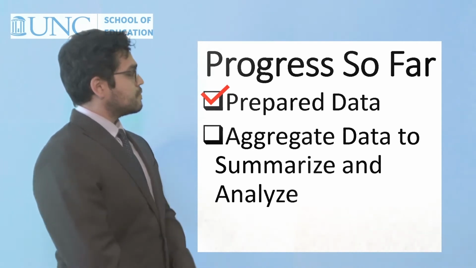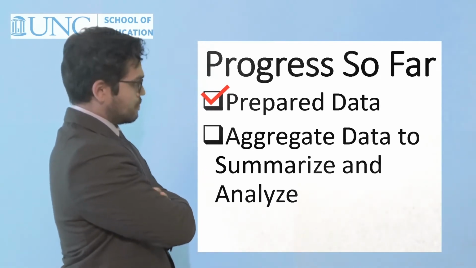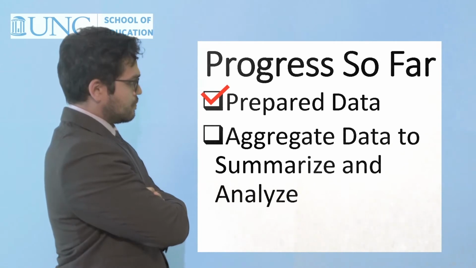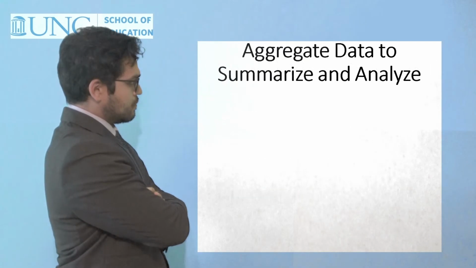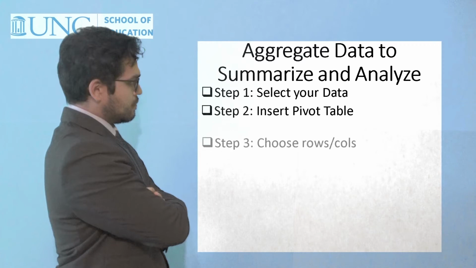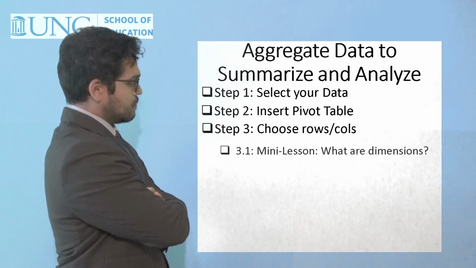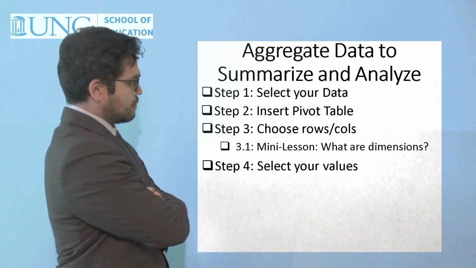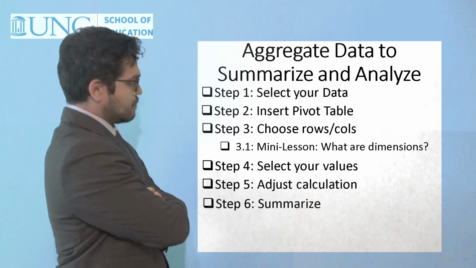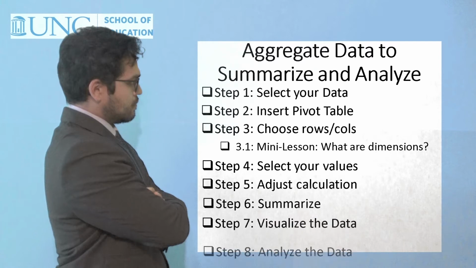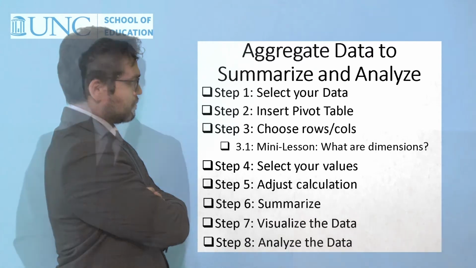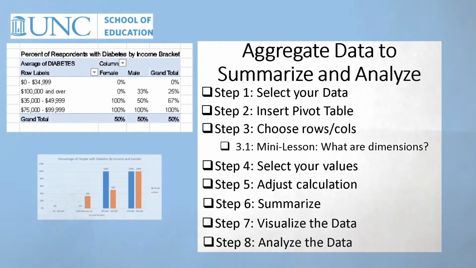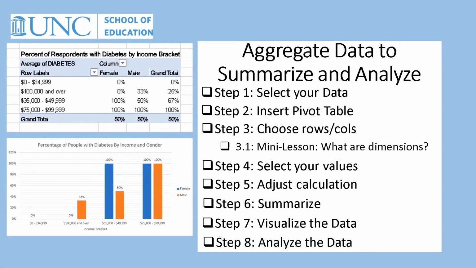Now we're going to go ahead and aggregate our data so that we can summarize it and then analyze it. To aggregate our data, to summarize and analyze it, we have to select our data, then insert a pivot table, then choose our rows and columns, and we'll go over a little mini lesson on that. Then we have to select our values, then adjust our calculations, summarize our information, visualize that data, and then finally analyze it. It'll give us the ability to make charts like these that we can then analyze so that we can derive effective insights.